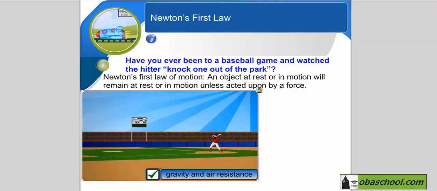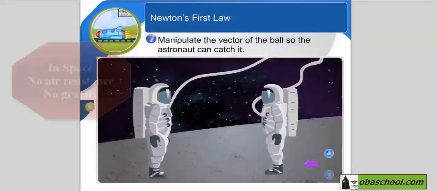In this example, there is gravity and air resistance acting on the ball. Now let's say that there is no gravity and air resistance; the ball won't come back to the player. This is how the ball would act in case there is no gravity and air resistance.